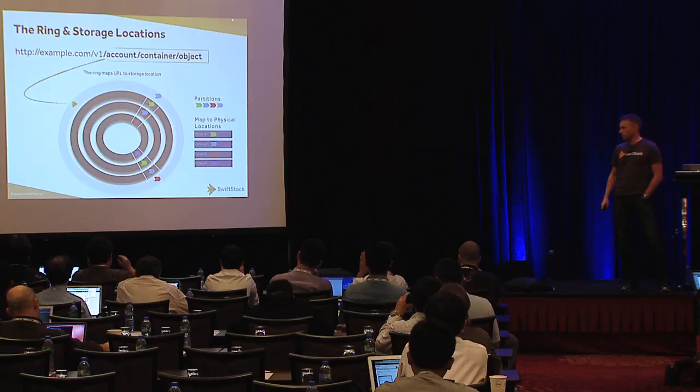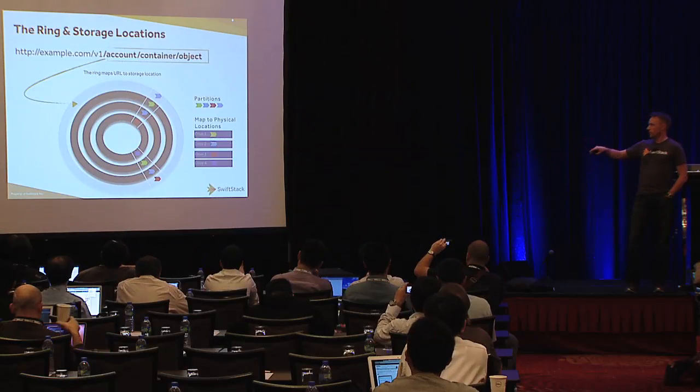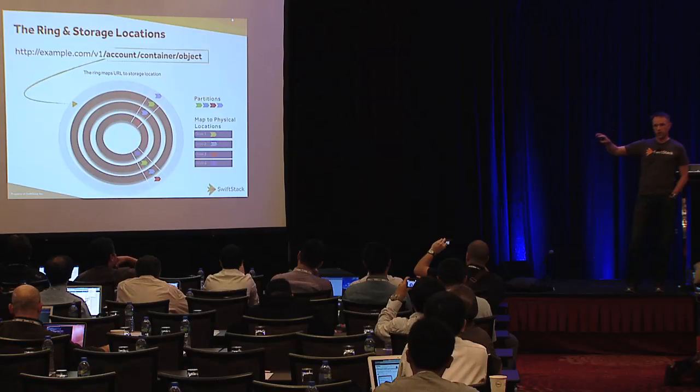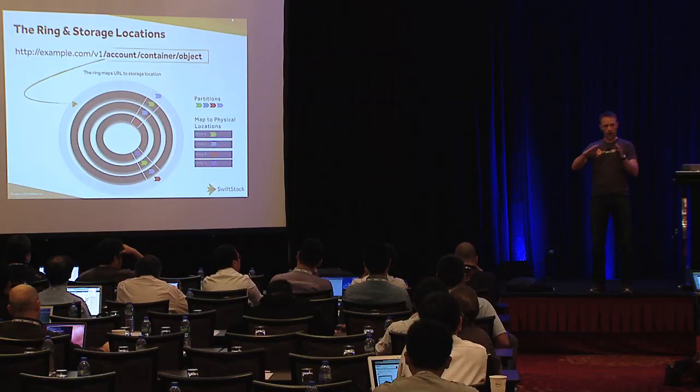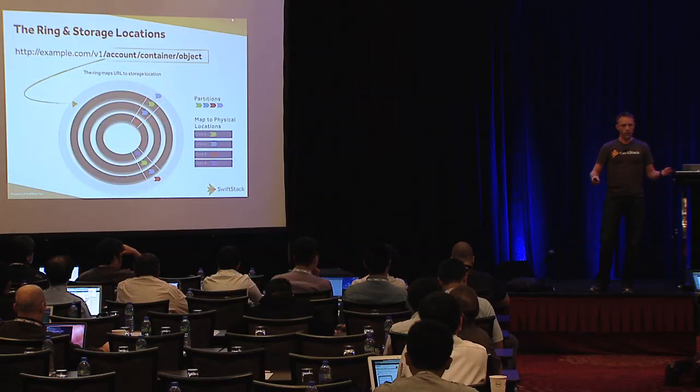So basically, because you have a lot of different partitions on disk, the partition is actually what's getting moved around. It's not the file itself, but a partition. Because if you did it per file, if we're talking about billions and billions of objects, it will take too much overhead to track all that.